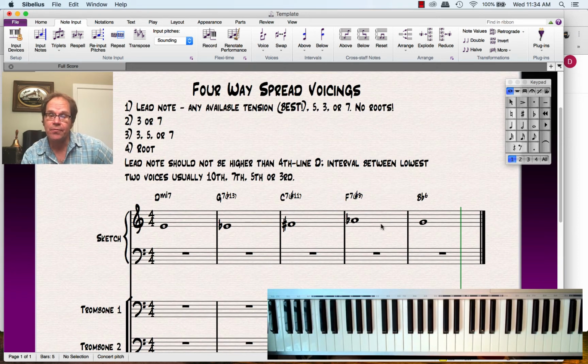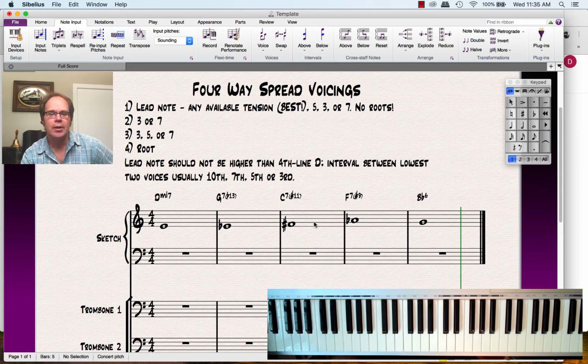So anyway, the intervals here can be fairly spread out, hence the word spread. As a matter of fact, between the lowest two voices, we can have intervals as large as a tenth. Actually, on a sus chord, you could have an interval of an 11th, if you have a 4 subbing for a 3. In our example here, we're going to write quite a few tenths. So let's go ahead and dive into it.